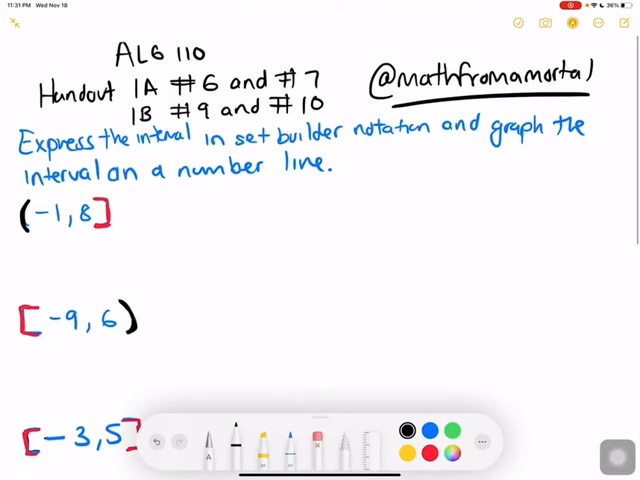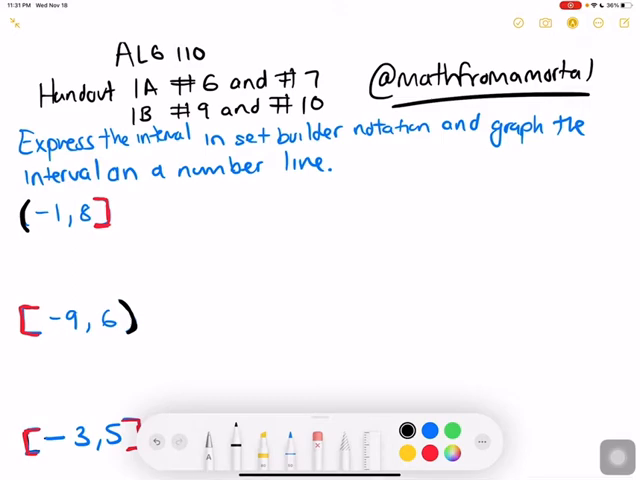Hello students. In this video I'm going to talk about problems 6 and 7 from Handout 1A and 9 and 10, which is the same topic. These are some intervals that I'm giving you, and we have to convert those into set builder notation, and then we have to graph that interval on a number line as well.